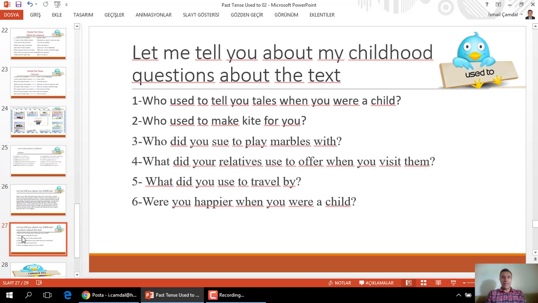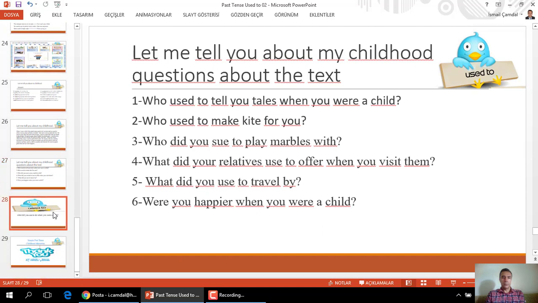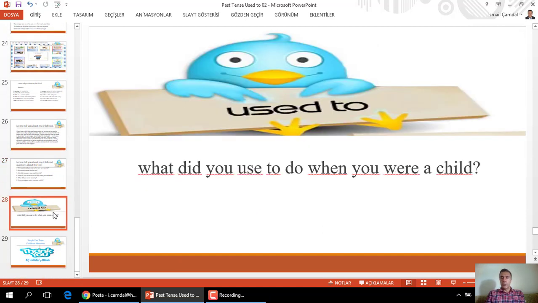The questions about the text. Who used to tell you tales when you were a child? Who used to make kites for you? Who did you use to play marbles with? What did your relatives used to offer when you visited them? What did you used to travel by? Were you happier when you were a child? What did you used to do when you were a child?